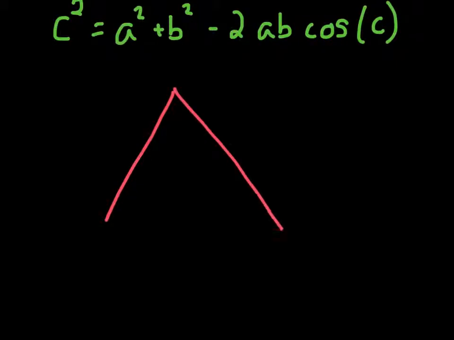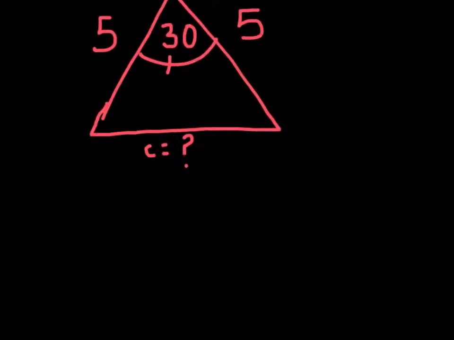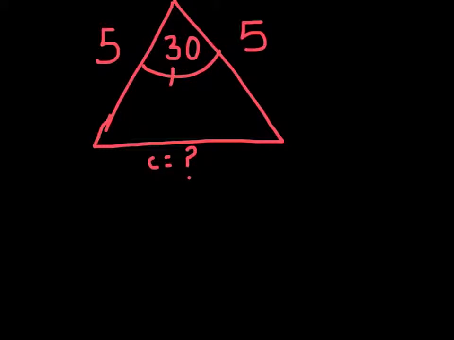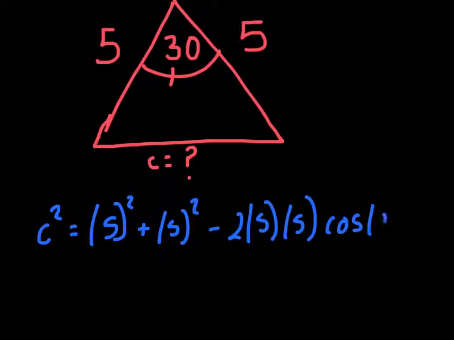So let's say we have this same triangle. We're given this angle here is 30 degrees. This side length here is 5, and this side length here is 5. And we want to know this here. Let's call that C. So we know that C squared is equal to 5 squared plus 5 squared minus 2 times 5 times 5 times the cosine of 30.